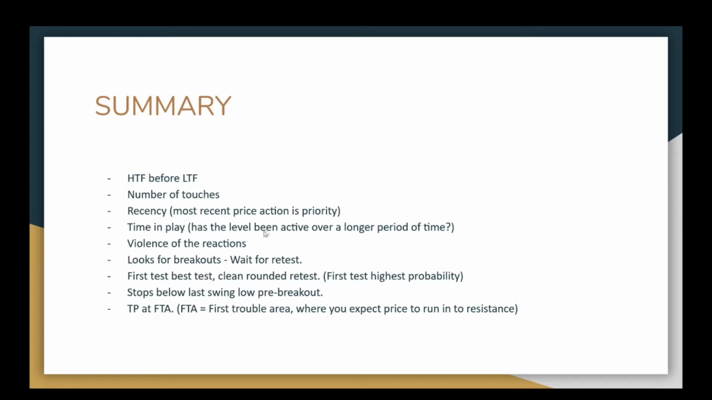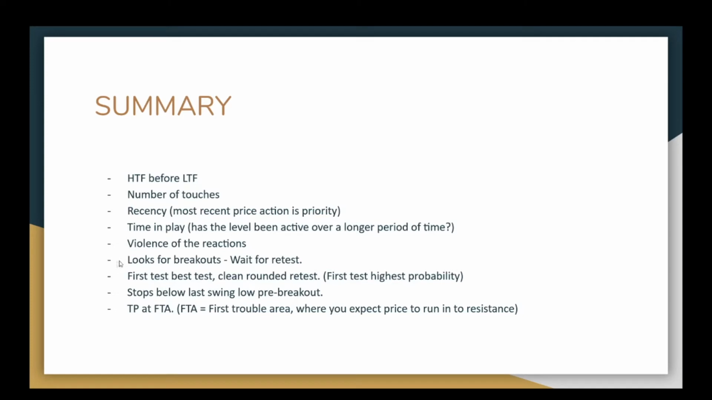And then you have the violence of the reactions, right? So the more violent the bounce is, the stronger the level is. If you have 2 levels where one level sees very sharp declines, or a sharp rapid move upwards after getting rejected or bouncing off as support, I'm going to go with the level with the more violent reaction. The more violent the reaction is, the stronger the level is. As simple as that.